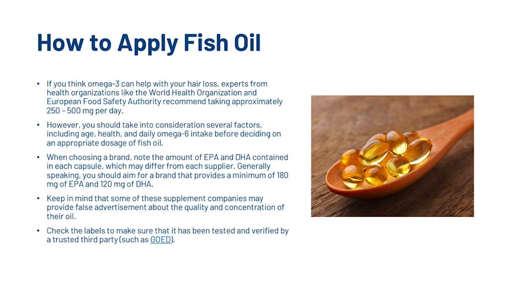When choosing a brand, note the amount of EPA and DHA contained in each capsule, which may differ from each supplier. Generally speaking, you should aim for a brand that provides a minimum of 180 milligrams of EPA and 120 milligrams of DHA. Keep in mind that some of these supplement companies may provide false advertisement about the quality and concentration of their oil. Check the labels to make sure that it has been tested and verified by a trusted third party, such as GOED.